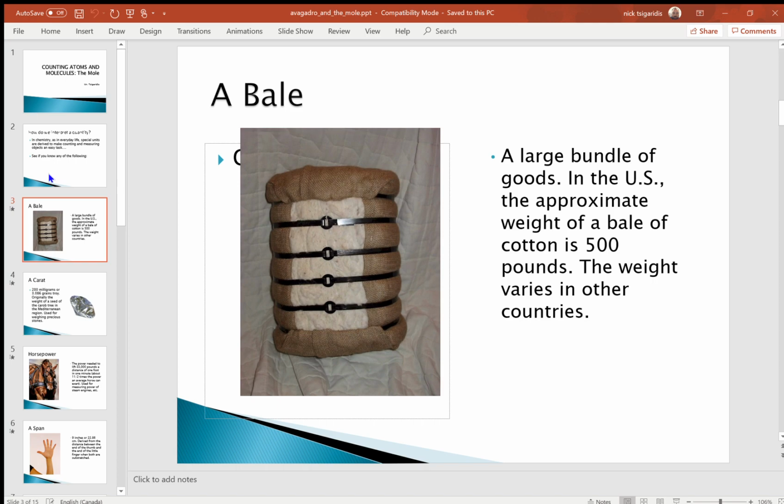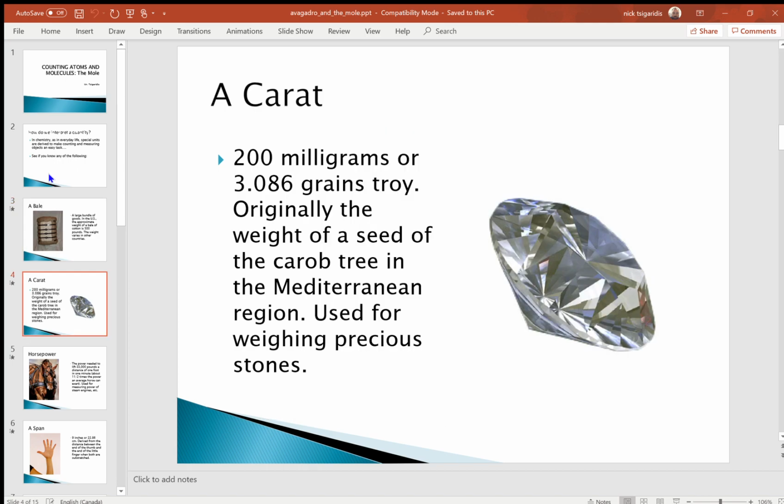A bale, for example. A bale is a large bundle of goods. In the United States, it weighs about 500 pounds. It represents about 500 pounds of cotton. That's what we would call a bale. So that is a special unit. The bale is a unit. So if I say I have 2 bales, I have 1,000 pounds. If I have 5 bales, I have 2,500 pounds. You get the idea. What about a carat?